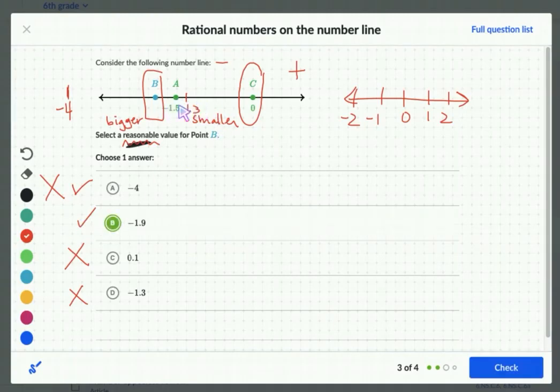Because on this scale, you're going to have a bunch of different lines. So this is going to be -1.6, -1.7, -1.8, and then -1.9. Just like how here's -1.4, -0.3, -0.2, -0.1, and then to the 0. So these are going by tenths. So negative 1.9 works here because it's going little by little by little by little to get to that negative 1.9. Negative 4 is too far away for that. So it should have gotten B.